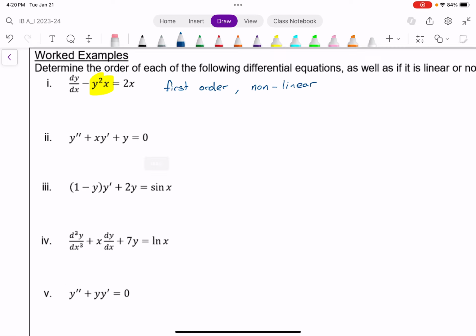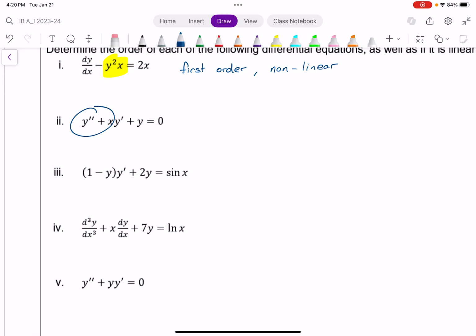All right, the second one is a second order differential equation. This one is linear. Notice I have y to the power of 1. I have the derivative, but times x, and that's it. That's all good. And so this is a second order differential equation, but it is linear. Or it's a linear second order differential equation.